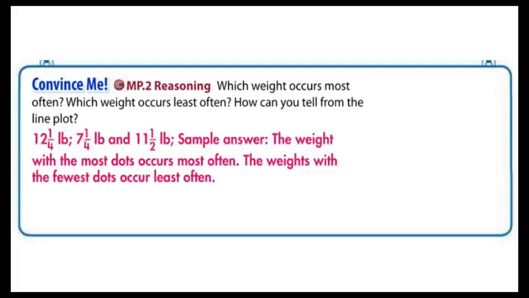So the weight with the greatest number of dots is the one that occurs most often. And the smaller weight, which has the least amount of dots over it, occurs the least often. Okay, let's move.